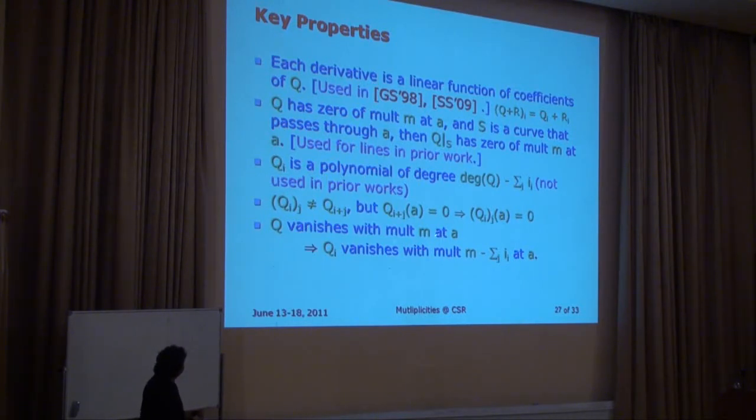And all of these facts, once you know this, turned out to be very useful for us. In particular, it allows us to conclude the following. If you tell me that the polynomial q vanishes with high multiplicity at some point, and I look at its ith derivative, which is itself a polynomial, it's vanishing with high multiplicity at the same point.